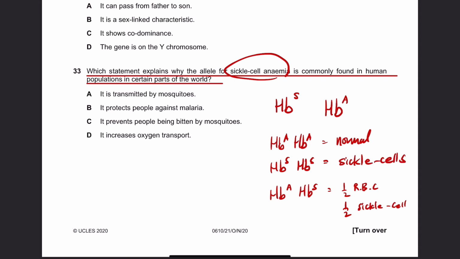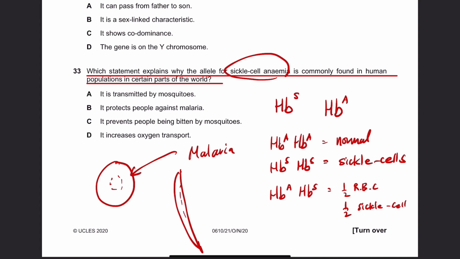Okay. The interesting thing about this is that malaria can only attack the red blood cells that are normal. For the red blood cells that are turned into sickle cells, they're safe from the malaria. And of course, malaria is transmitted by mosquitoes. And this is why some parts of the world have a lot of sickle cell anemia genes left in the population.